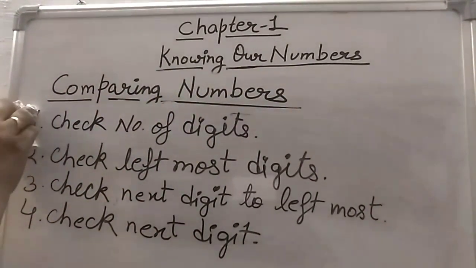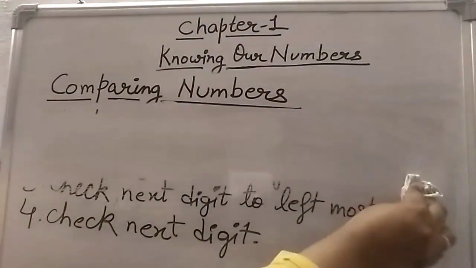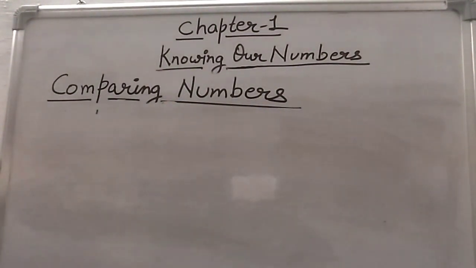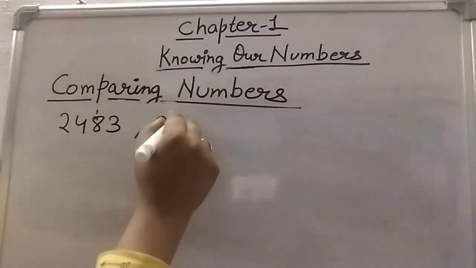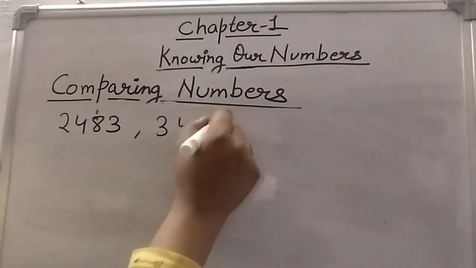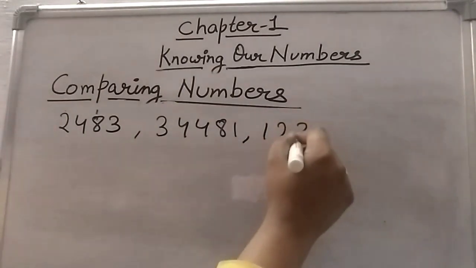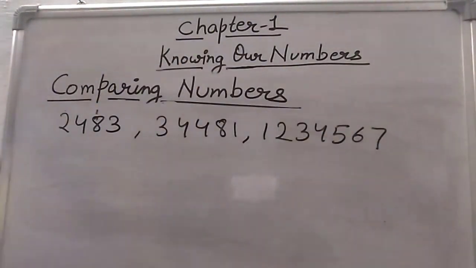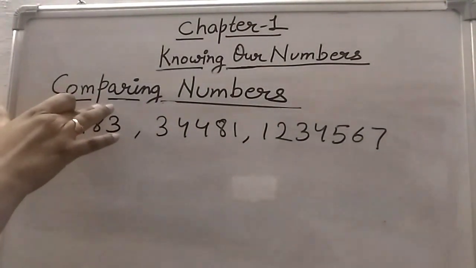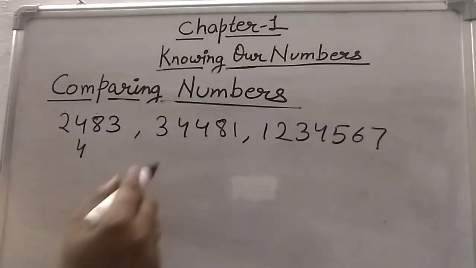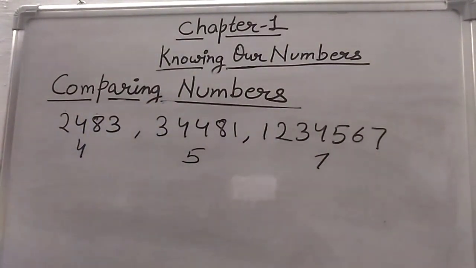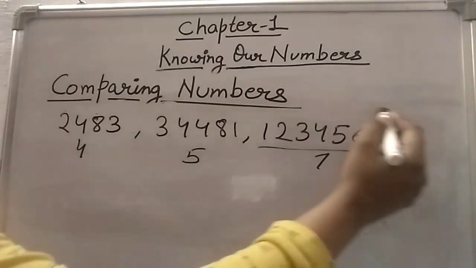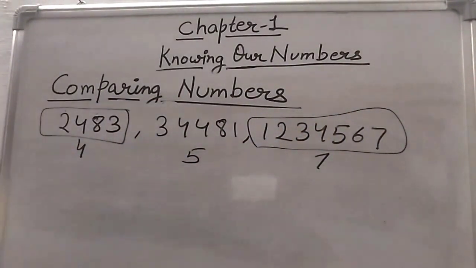So let's practice one or two numbers to compare. Let us take these numbers here. We will apply our first step. This is a 4-digit number, this is a 5-digit number, and this is a 7-digit number. So it clearly says that this is the greatest and this is the smallest.